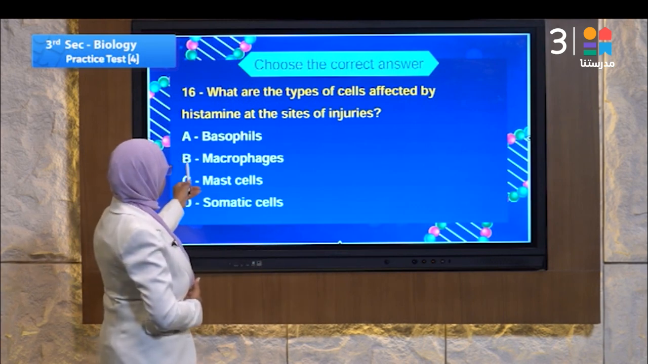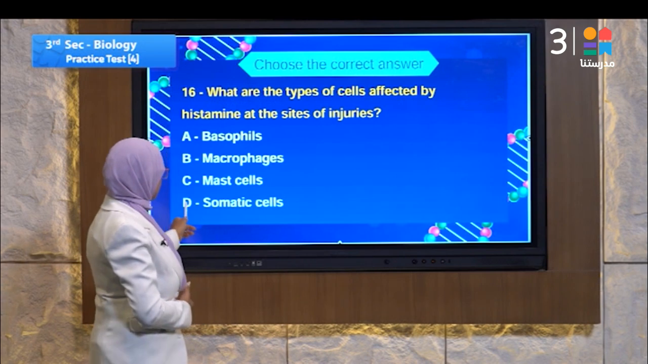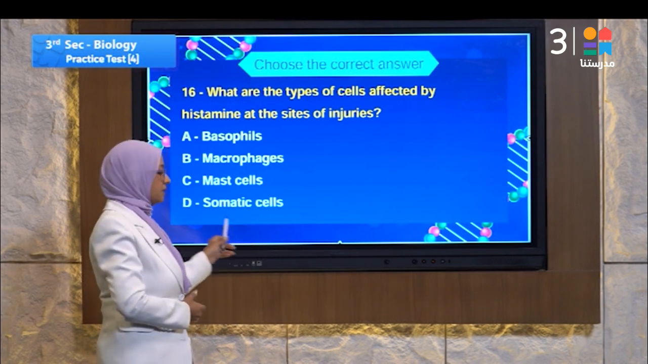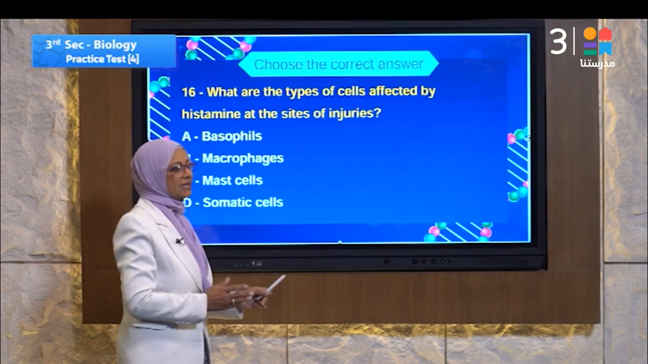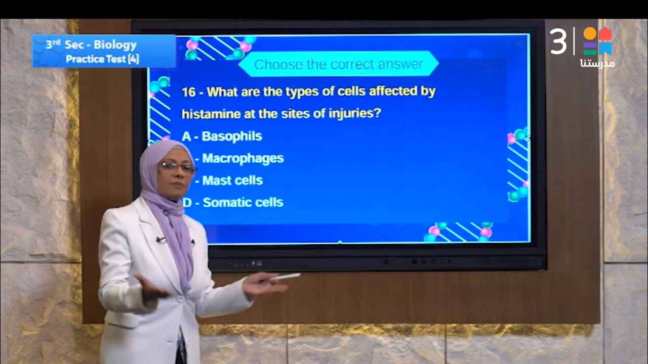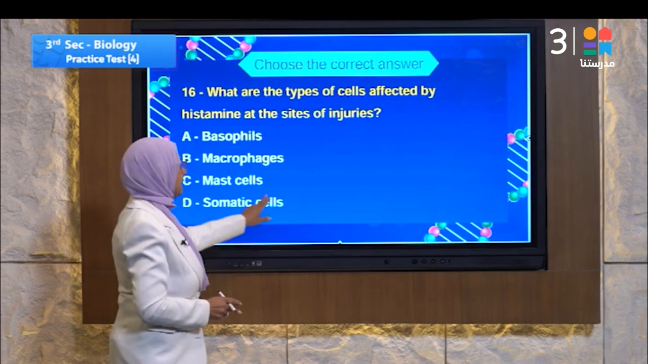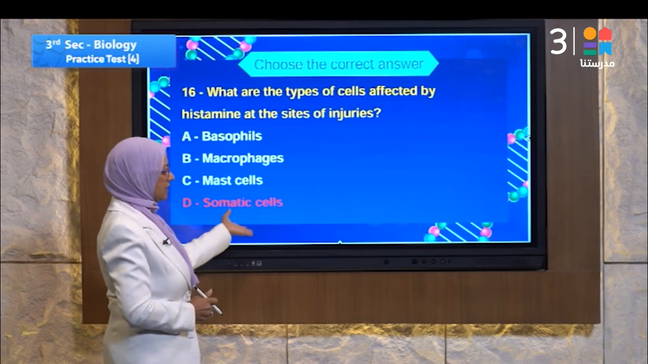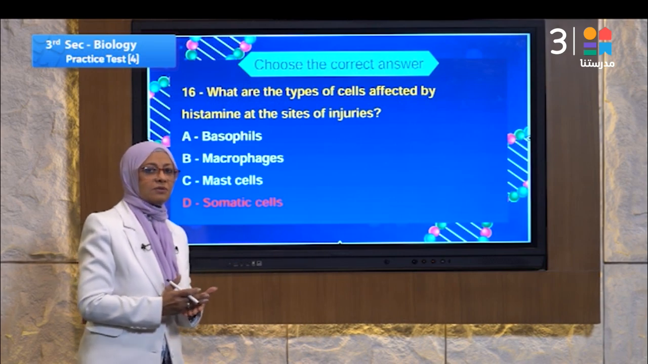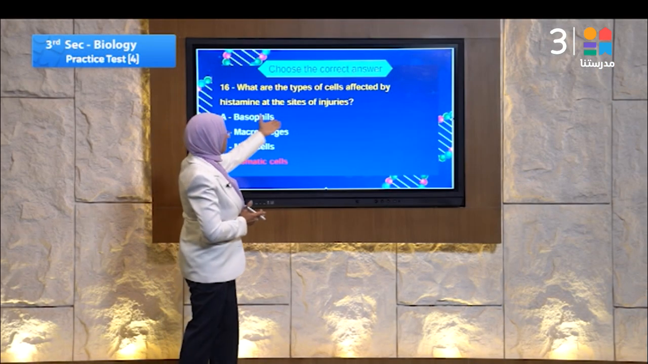Yes. Number B, macrophage. C, mast cells. The last one is somatic cells. Somatic cells are affected by histamine because the injuries come from the outside. So the answer must be somatic cells. Somatic cells are affected by histamine because they are at the sites of injuries.